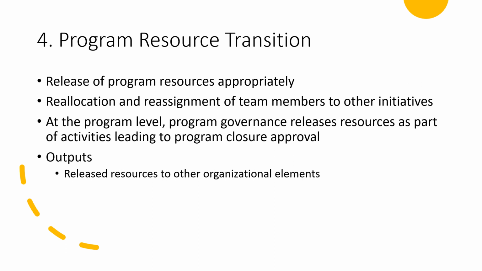The fourth supporting activity as part of closure is program resource transition. As part of resource transition, a program manager is responsible for appropriate release of program resources, and reallocation and reassignment of team members to other initiatives if applicable. At program level, program governance releases resources as part of activities that lead to program closure approval. So what they're saying here is, if you want approval on program closure, releasing or reallocating the resources as per the policies is required to close your program. The output of program resource transition is going to be released resources to other organizational elements.